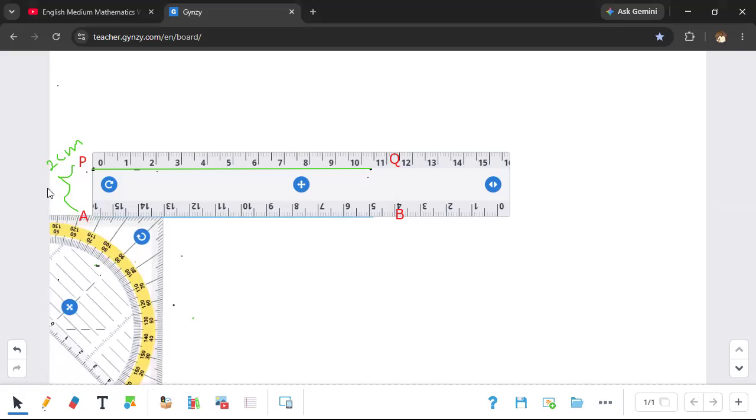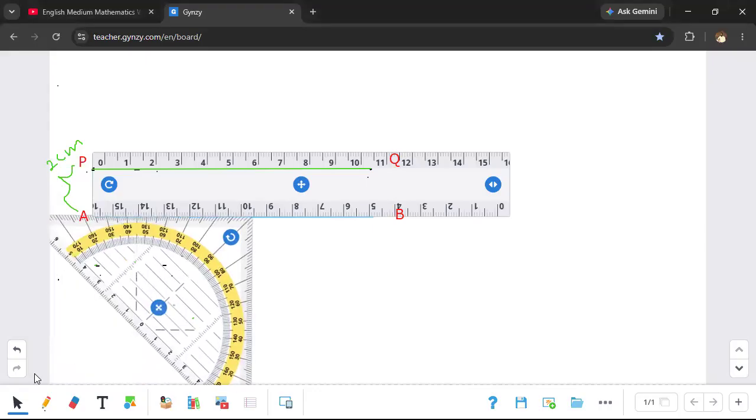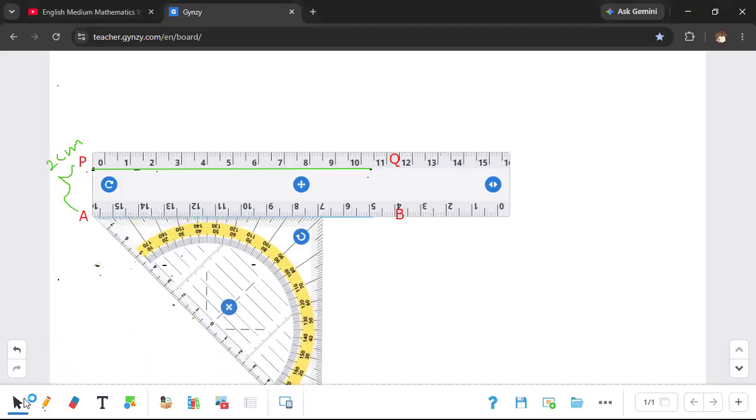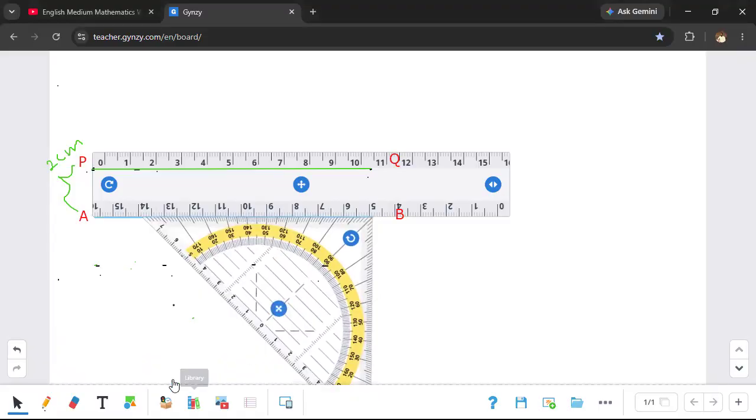Now again move your set ruler along the way, slide it, take your pencil again and mark 2 centimeters here. Again move it, mark 2 centimeters. Again move it to the end, point B, and mark 2 centimeters, the exact same distance.